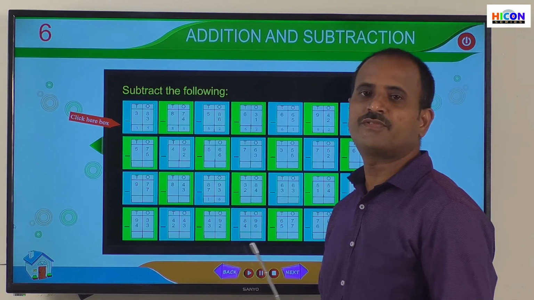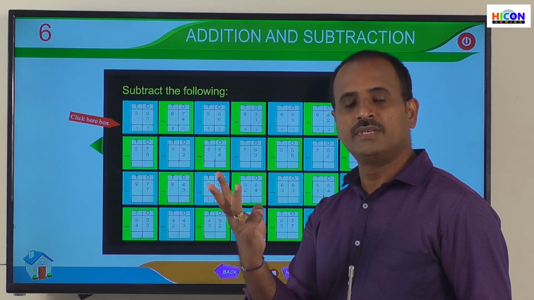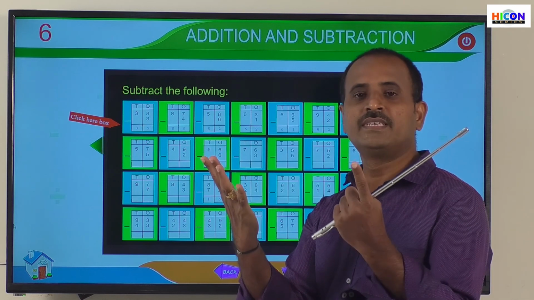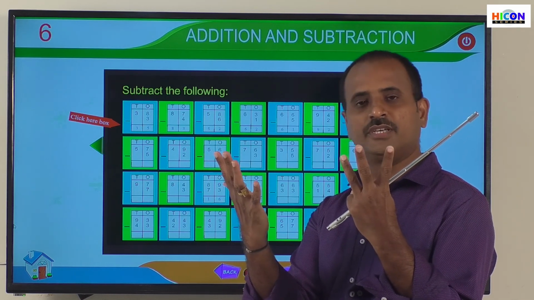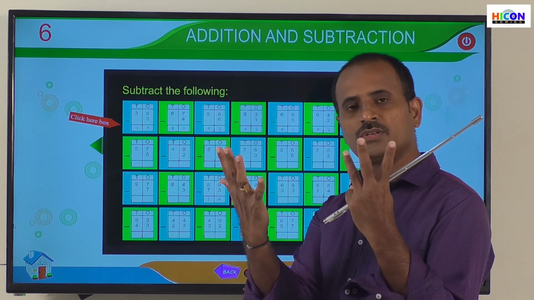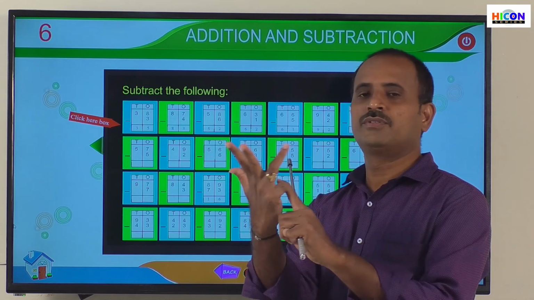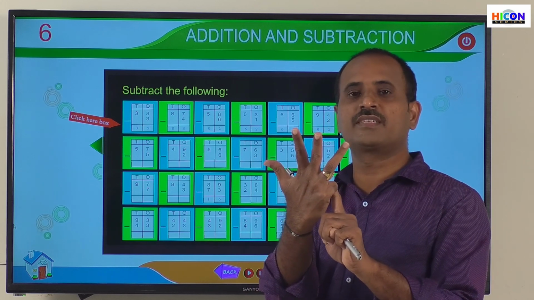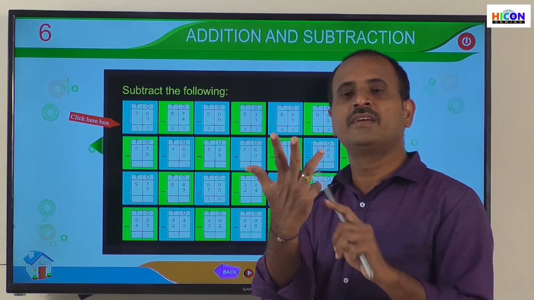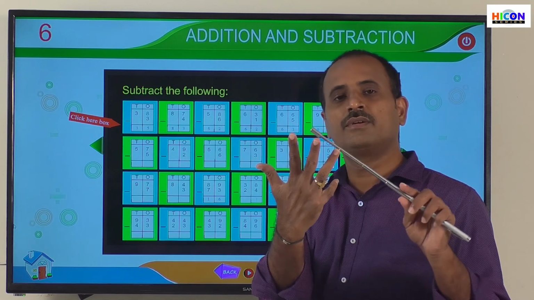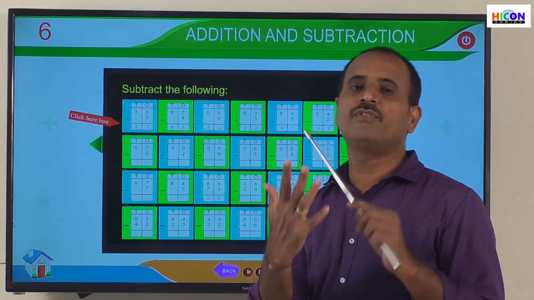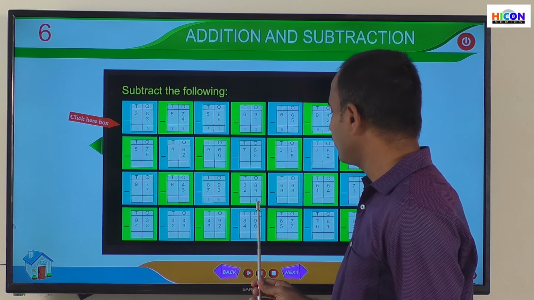So open 8 fingers first. 1, 2, 3, 4, 5, 6, 7, 8. Children, these are the 8 fingers, and close 4 fingers. 1, 2, 3, 4. So children, I have closed 4 fingers, and how many fingers are remaining? There are 1, 2, 3 and 4 remaining. So write 4 under the ones place.